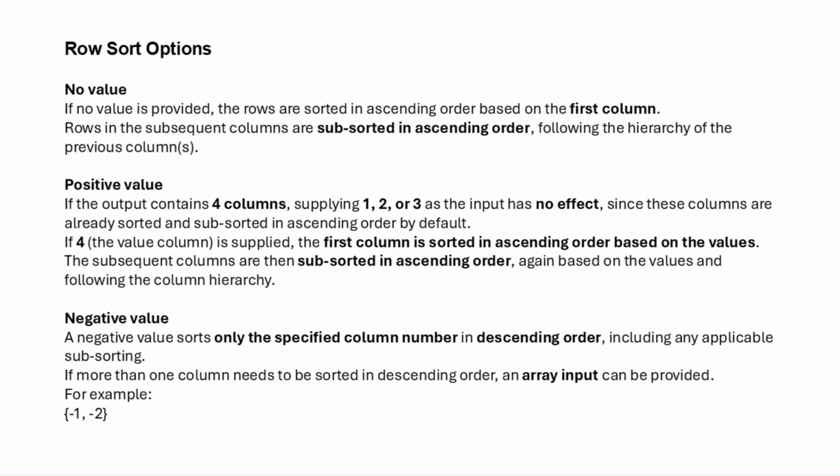Row sort options. No value. If no value is provided, the rows are sorted in ascending order based on the first column. Rows in the subsequent columns are subsorted in ascending order, following the hierarchy of the previous columns.